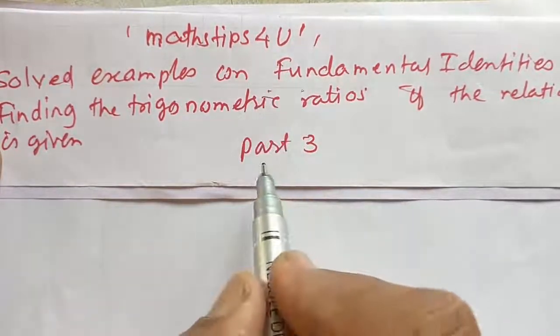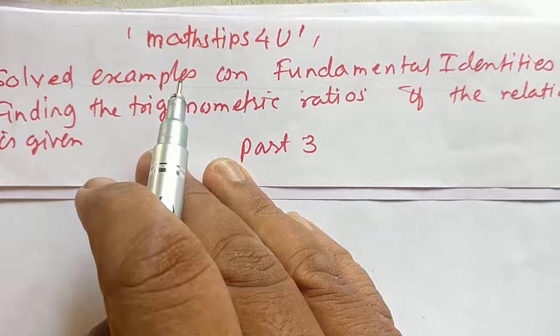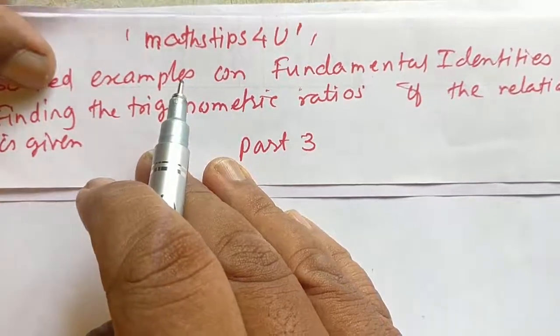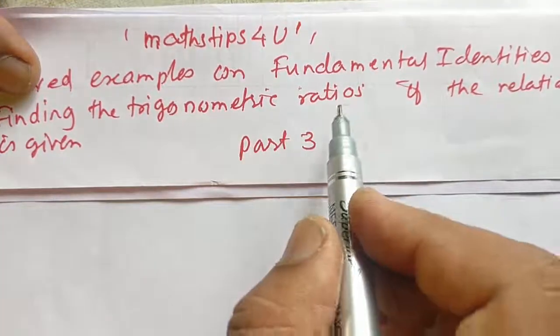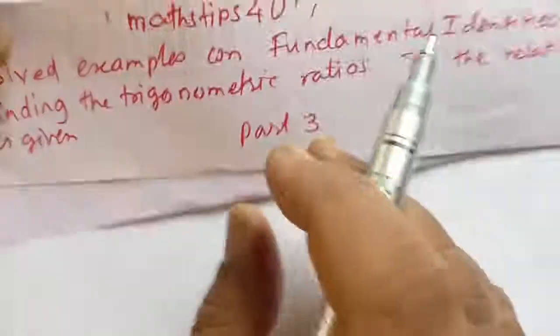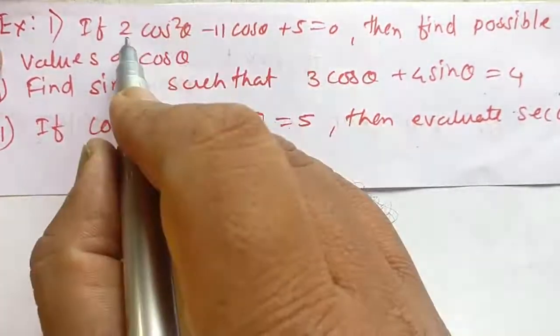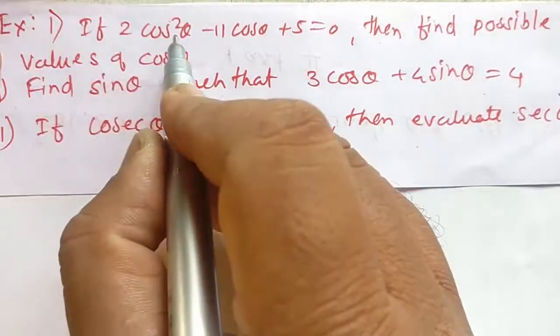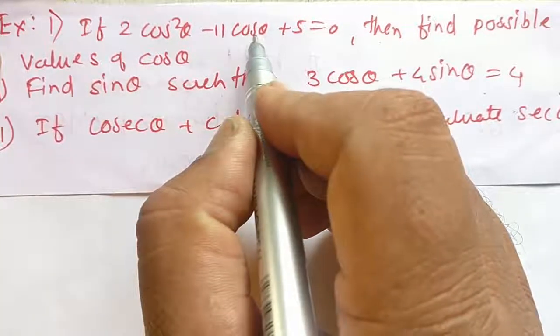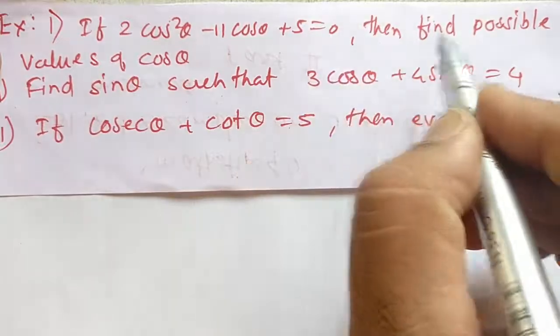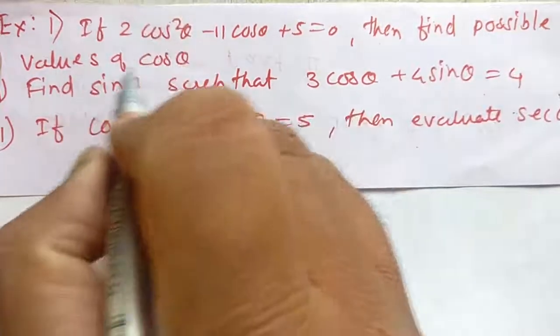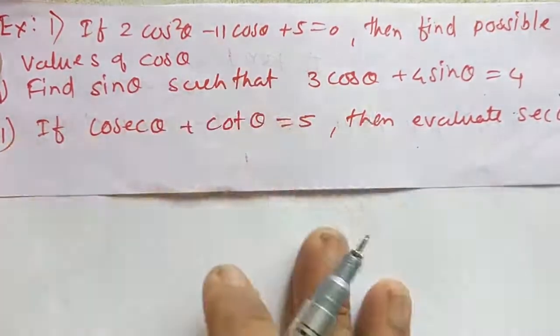So we shall start with part 3. Here we will solve some examples on how to find the trigonometric ratios if the relation is given. Example 1: if 2cos²θ - 11cosθ + 5 = 0, then find the possible values of cosθ. Solution.